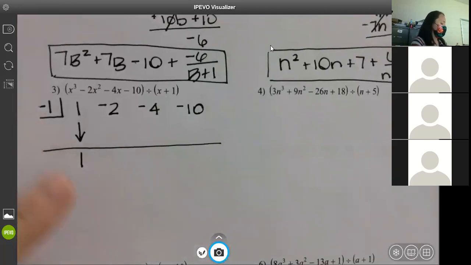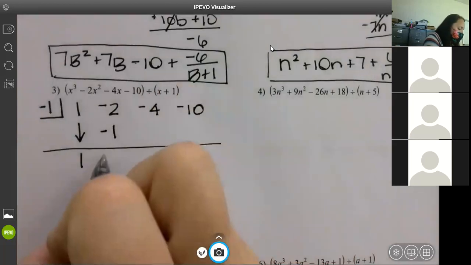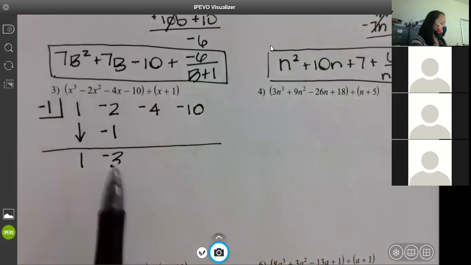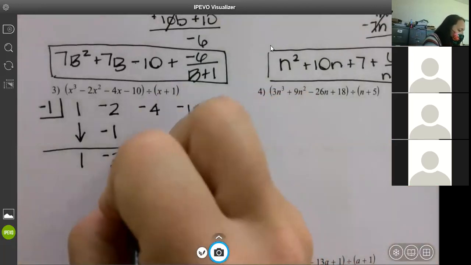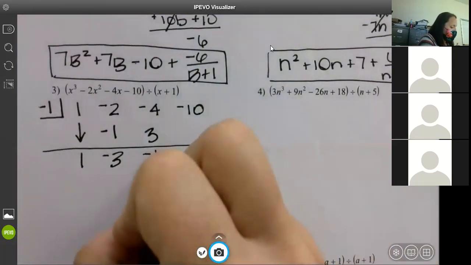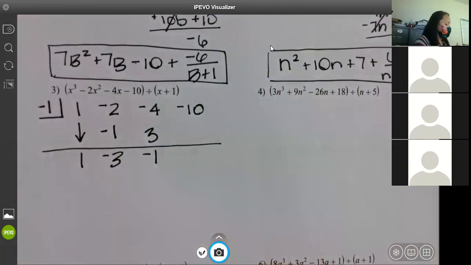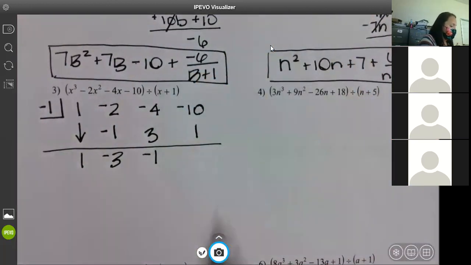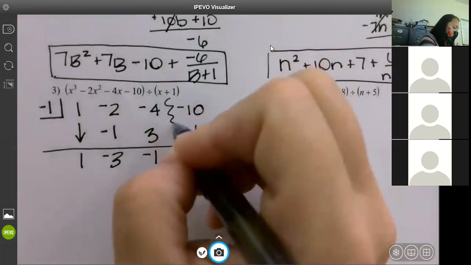You multiply it by the box. What's 1 times -1? That goes underneath the -2. Add them. What's -2 plus -1? Once it comes below the line, multiply by the box. What's -3 times -1? You're going to add them. So -4 plus 3. Multiply by the box. -1 times -1 is... And then add them. Everybody go with -9? I always draw a little squiggly line here.